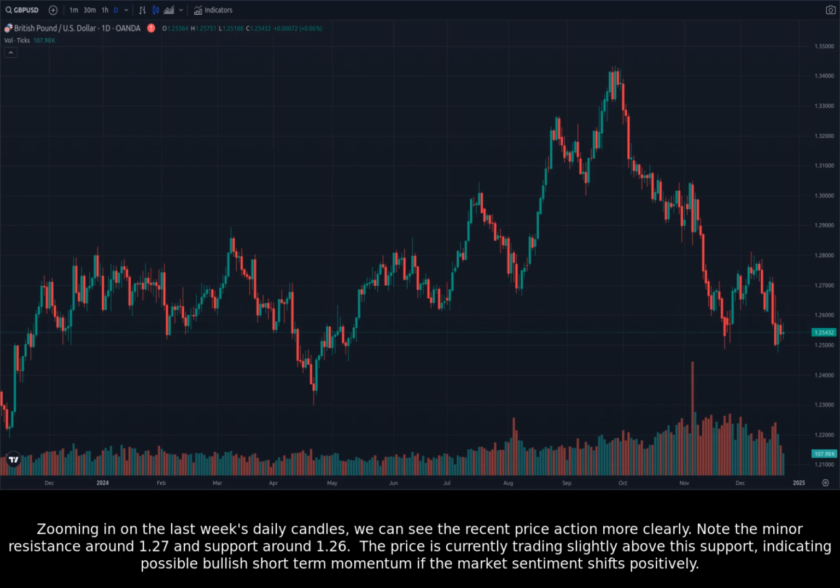Zooming in on the last week's daily candles, we can see the recent price action more clearly. Note the minor resistance around 1.27 and support around 1.26. The price is currently trading slightly above this support, indicating possible bullish short-term momentum if the market sentiment shifts positively.